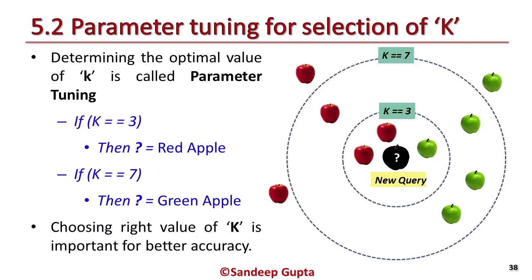The optimum k will always vary depending on your data set. Ideally, it should be big enough that noise won't affect the prediction highly, and low enough that one factor doesn't dominate the other one. Choosing the right value of k is called parameter tuning. In the example, you can observe, if you select k equal to 3, then the new query will come out as a red apple. But if you select k equal to 7, then the new query will come out as a green apple. Therefore, determining the right value of k is an important factor for better accuracy of the KNN classifier. In a moment, you will learn how to determine k for a given dataset.